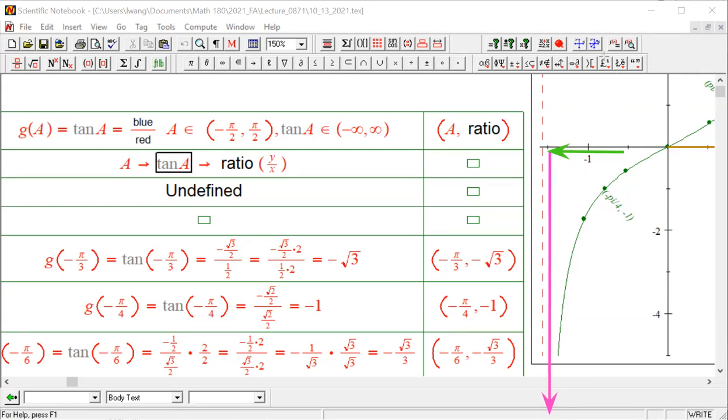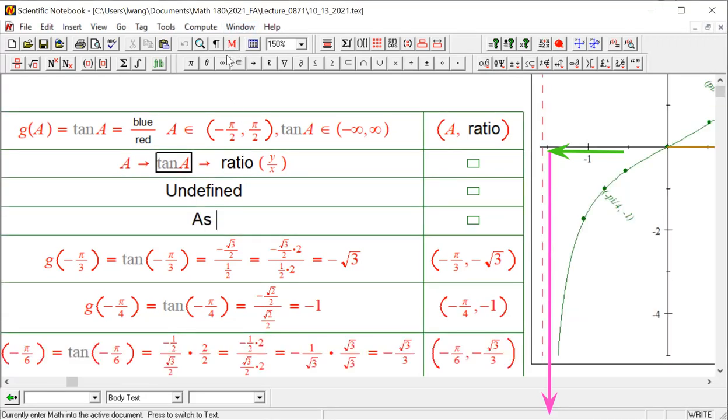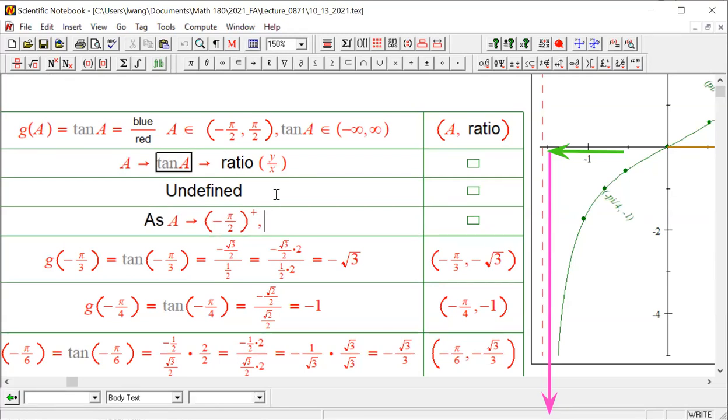Let me rewrite this. As the angle approaches negative pi over 2 from larger than negative pi over 2, the tangent of these angles approaches negative infinity. If you want to see detailed work of this, go back and watch the tangent and the tangent curve that we talked about a week or two weeks ago.